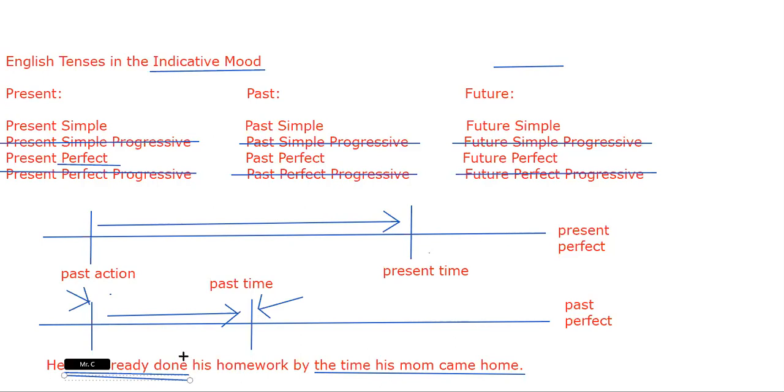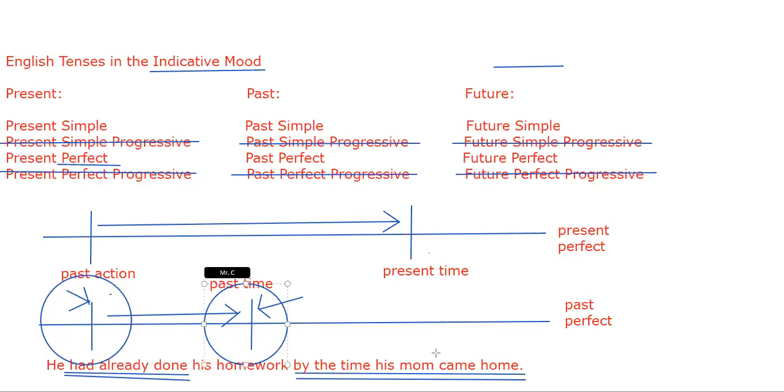So that's the difference. So for the past perfect, you wouldn't use it for something you just did. You use it for something that started at one point and stopped at another point in the past. So this other point here is that by the time his mom came home. Let me just fix that a bit. So in this case, when his mom came home, that's the second action right here. So the first action is he had already done his homework. This started in the past and led up to another point in time in the past, by the time his mom came home. That was the second point in time.